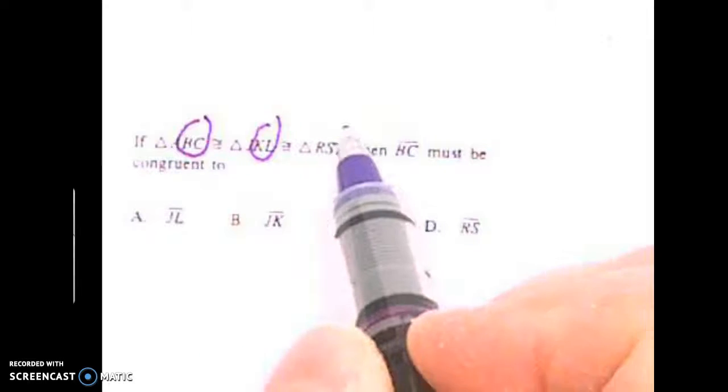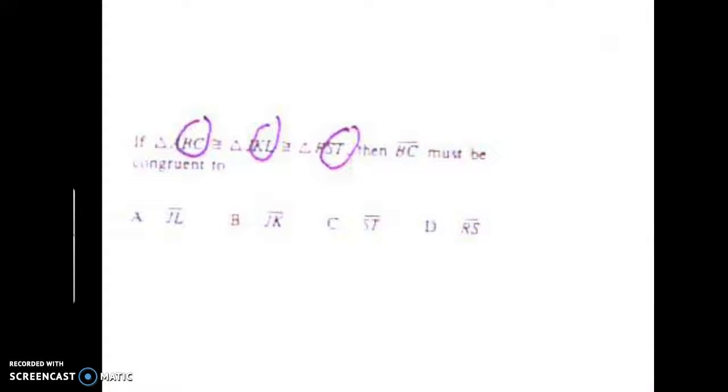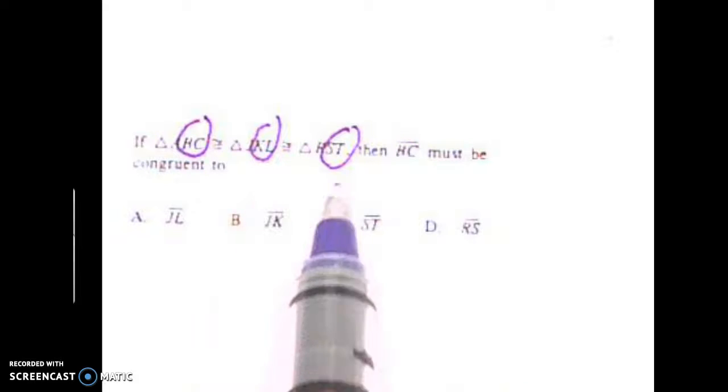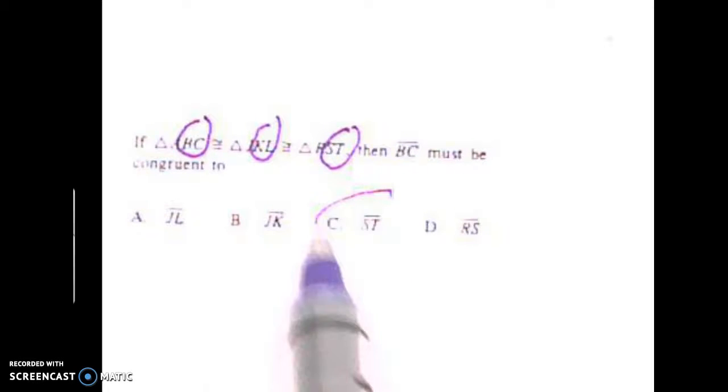I can look at that. I also know my triangles are congruent to triangle RST. Those second two letters are the S and the T. So as I'm looking to say what corresponds to what, BC corresponds to KL, corresponds to ST.